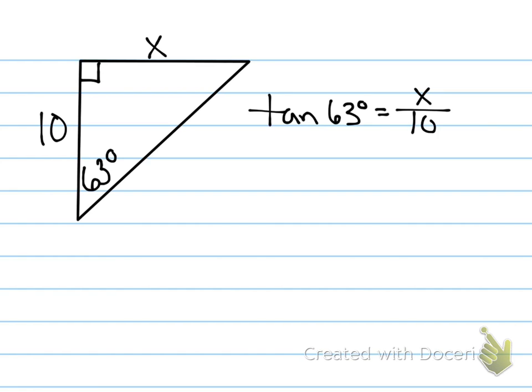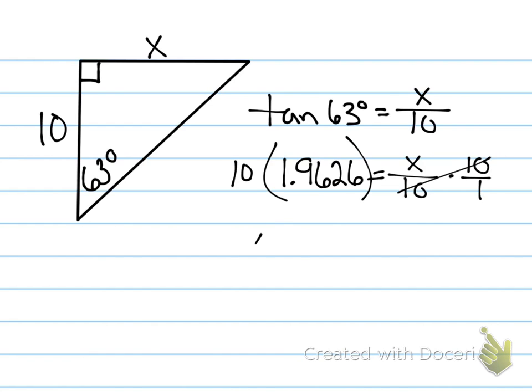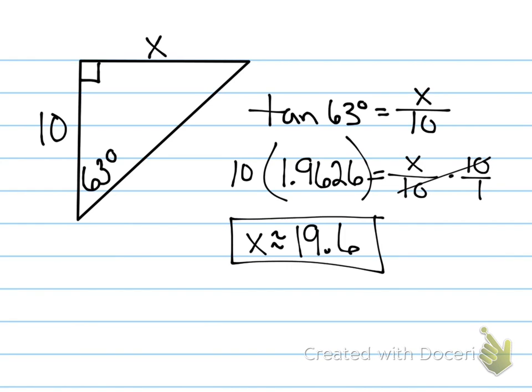So hit tangent button, 63, and hit equals and round to 4 decimal places. All right, so what is tangent of 63? What's it going to be? 1.26 equals x over 10. How do you think you can solve for x? Multiply each side by 10. And whatever that number is, you approximate it to the nearest tenth. Your directions on your homework tonight will say, round to the nearest tenth. Find x and round to the nearest tenth. And you get 19.6.